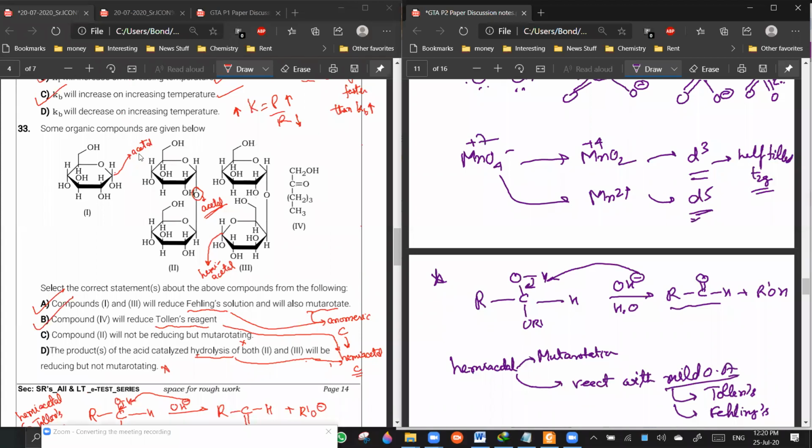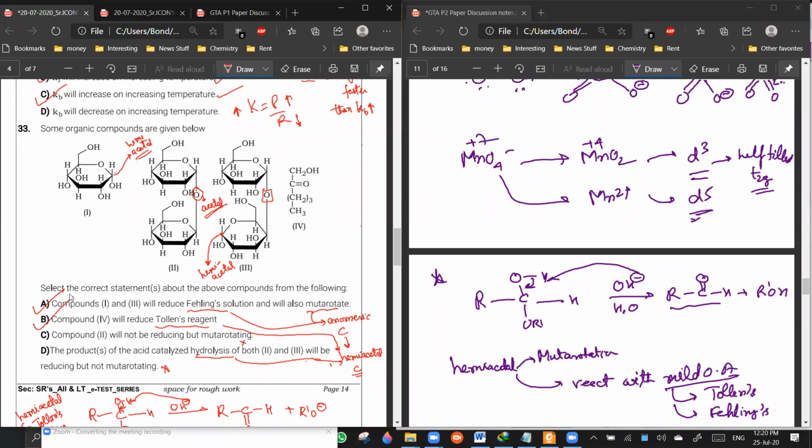See, in case of one, this is a hemiacetal. So it will show mutarotation and it will react with Tollens' reagent also. In the second case, you have an acetal, so it won't react with Tollens' reagent and it won't show mutarotation. Okay, in the third case, this bond is not a hemiacetal because it is an acetal linkage, but this carbon is having a hemiacetal group. So in this case, it will give a free CHO group which can undergo mutarotation and it can also react with Fehling solution and Tollens' solution.